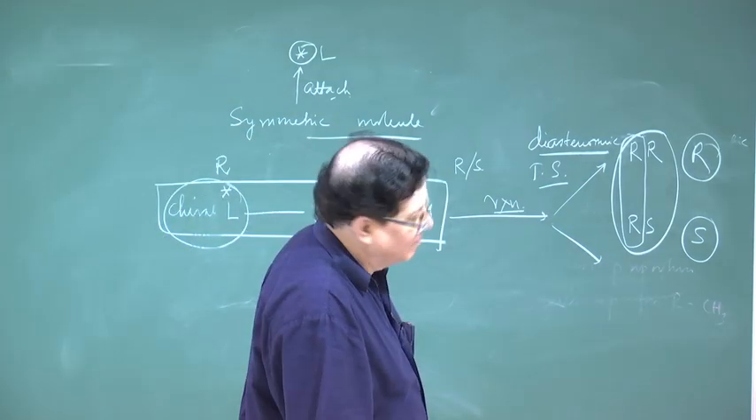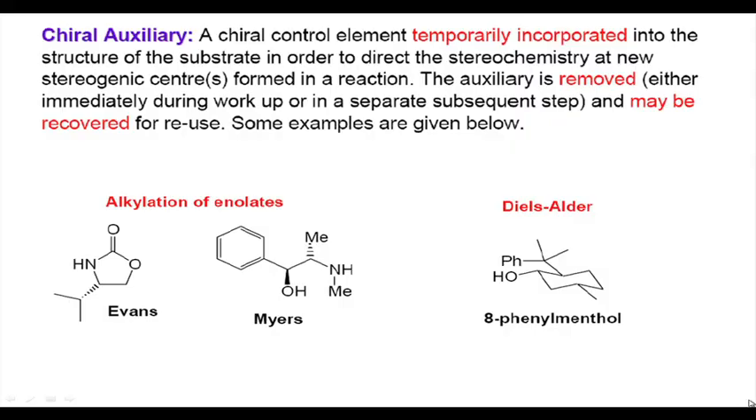Now, let us see here. Chiral auxiliary, it is what it says, a chiral control element temporarily incorporated into the structure of the substrate in order to direct the stereochemistry at new stereogenic centers formed in a reaction. The auxiliary is removed either immediately during workup or in a separate subsequent step and may be recovered for reuse. Okay. So, the definition is very clear.